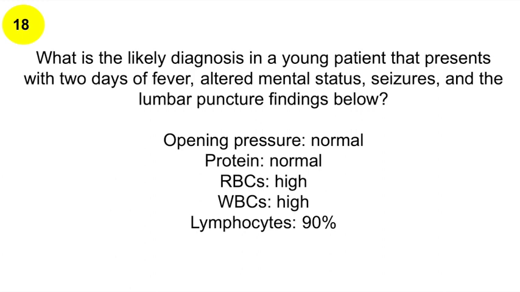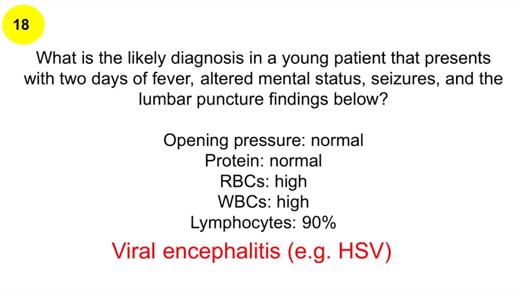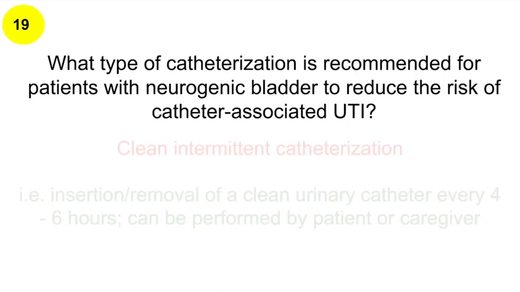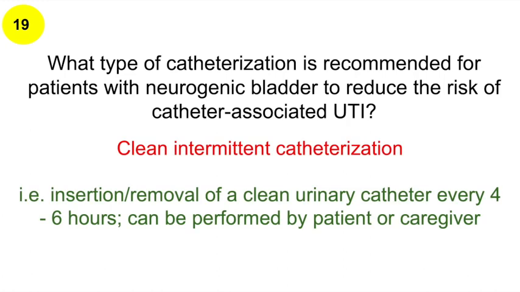What type of catheterization is recommended for patients with a neurogenic bladder to reduce the risk of catheter associated UTI? Clean intermittent catheterization. This refers to the insertion and removal of a clean urinary catheter every 4 to 6 hours, and this can be performed by the patient or a caregiver.